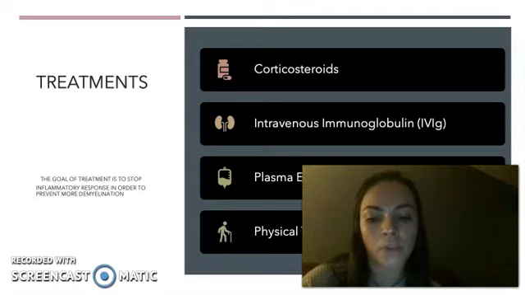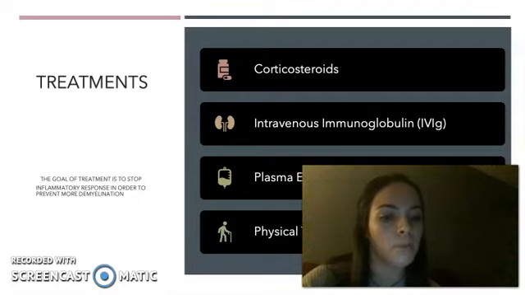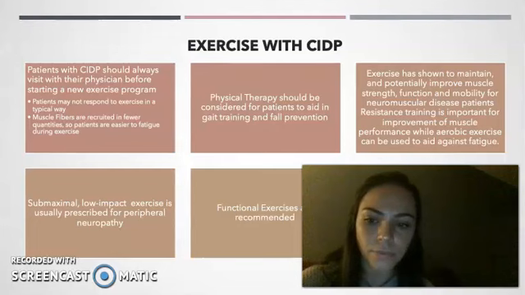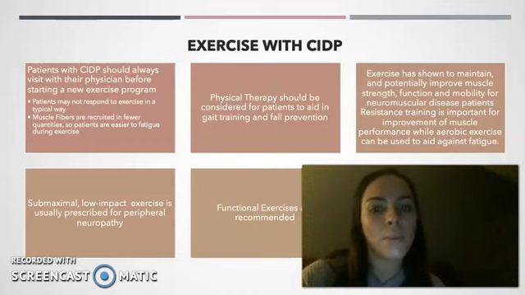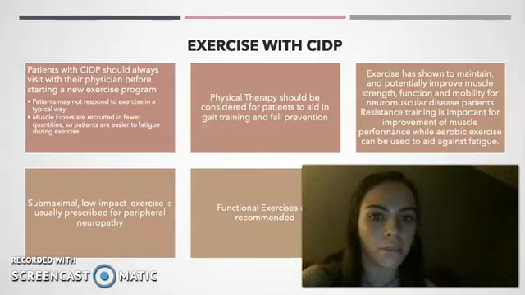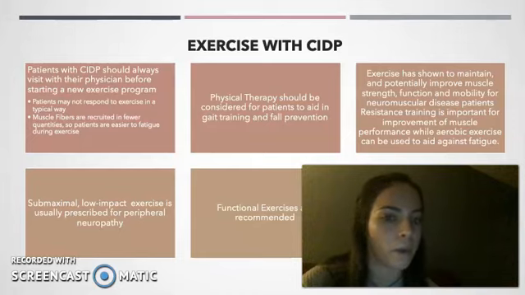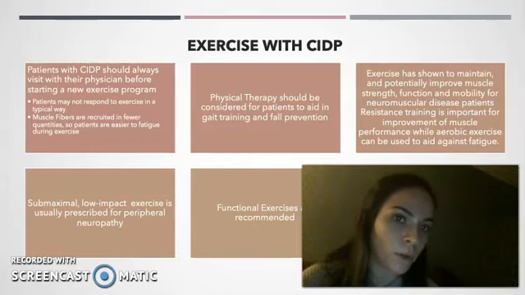Physical therapy can improve muscle strength, function, mobility, and lessen the risk of muscle atrophy and distortion of the joints. And this is exercise with CIDP. Patients with CIDP should always visit their physicians before starting a new exercise program. Patients may not always respond to the exercise in a typical way. Muscle fibers are recruited in fewer quantities, so patients fatigue more easily during exercise, making them a greater injury risk.